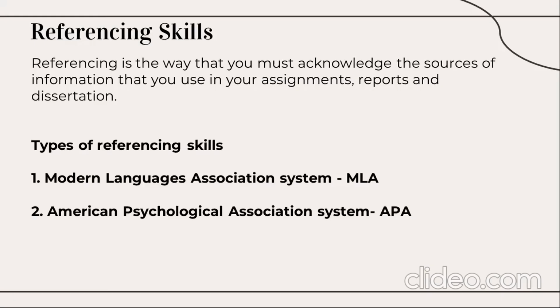So we have two important formats: Modern Language Association system, we call it an MLA system or the MLA format. Next is American Psychological Association system, and we call it an APA style. So we have two styles, MLA and APA. To begin with, let's understand the MLA format.